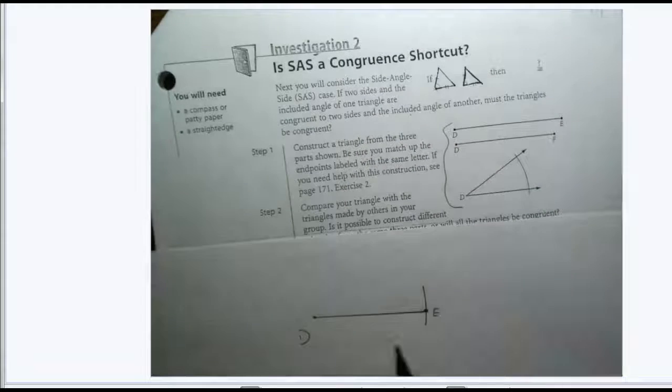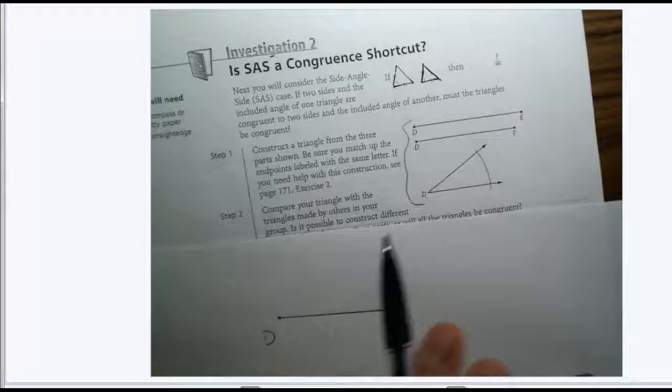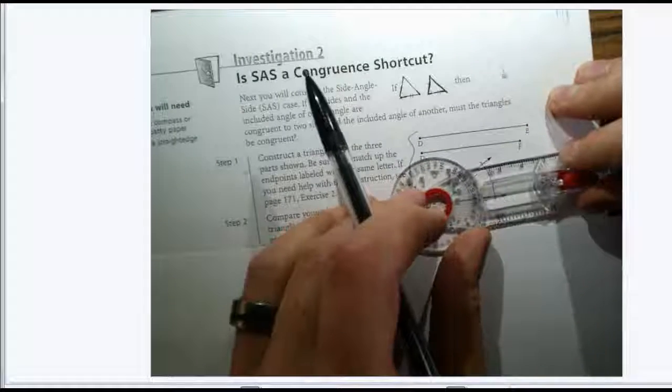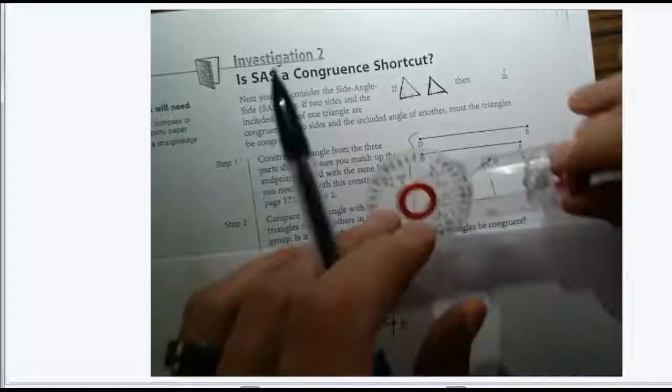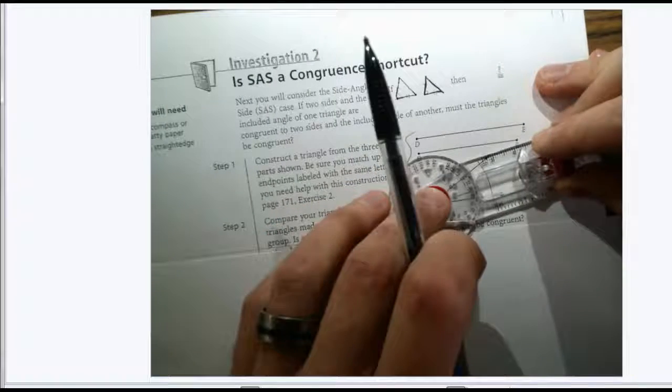Alright, so next what it says to do is I need DF, but I don't know where F is going to be yet. So what I'm going to do is I'm going to copy this angle. Alright, so if you remember how to copy an angle, what I'm going to do first is start with just one ray, this one, and then I'm going to make sure that I draw an arc that goes through both of them.